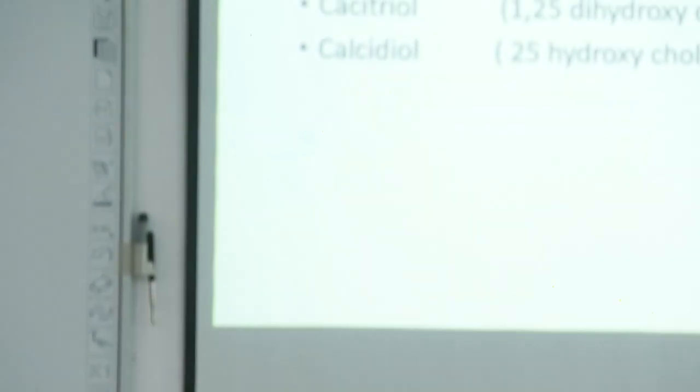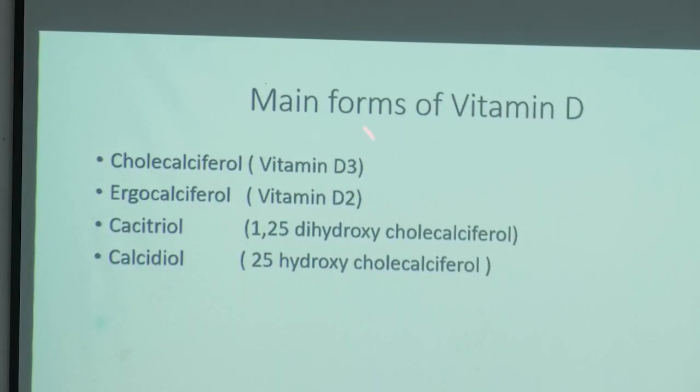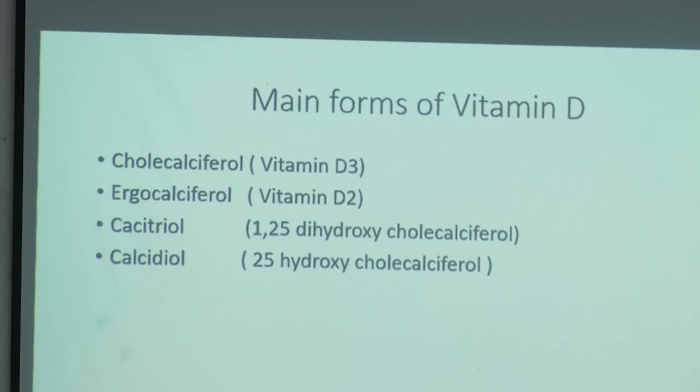Now, what are the main chemical forms of vitamin D? Cholecalciferol is known as D3. Ergocalciferol is D2. Actually, ergocalciferol is not present in the body as D2; it is converted to D3 or cholecalciferol. Calcitriol means 1,25 dihydroxycholecalciferol, and calcidiol means 25 hydroxycholecalciferol. Now D1 exists, but D1 is equal to D3.